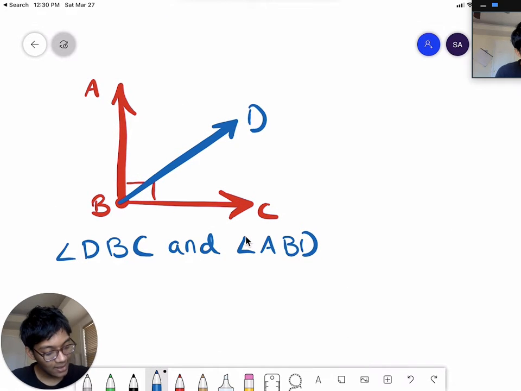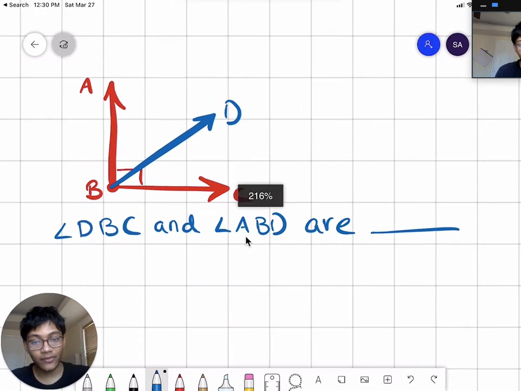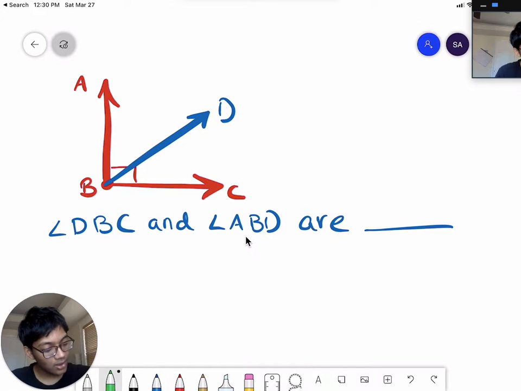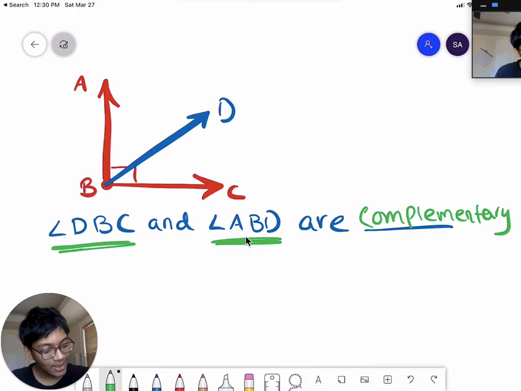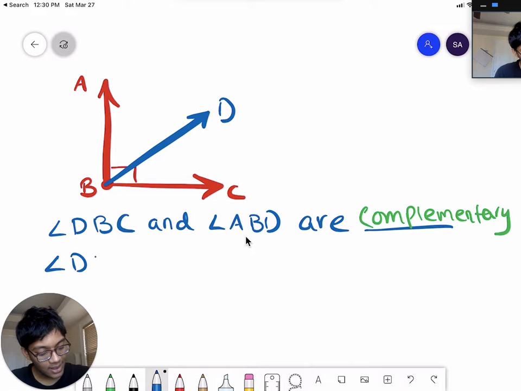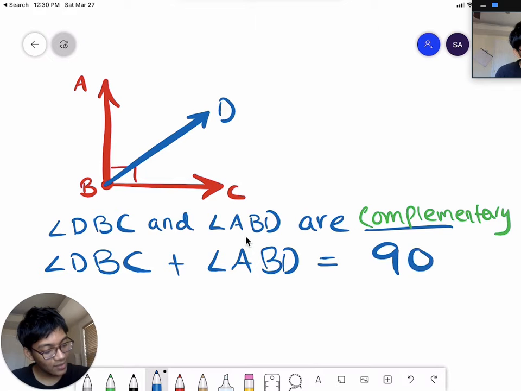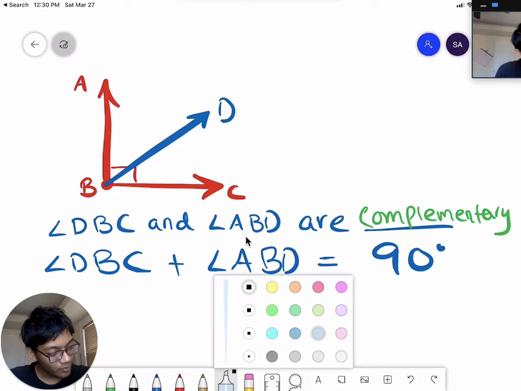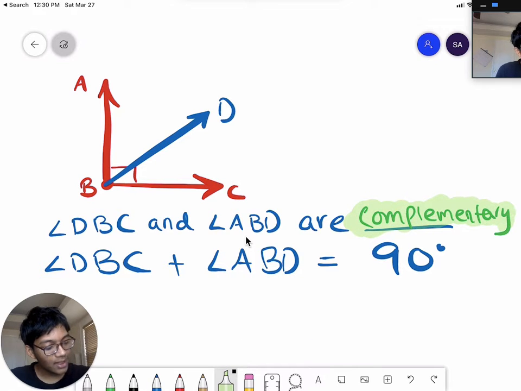Well, I can say these two angles are blank. What do you fill in that blank with? Well, you fill it in with this word, complementary. What does that mean? That means angles DBC and ABD add up to 90 degrees. So this is code word for angle DBC plus angle ABD equals 90 degrees. That's what this statement means. So when two angles are complementary, it just means they add up to 90 degrees. So that's one relationship we're going to be talking about more today, complementary angles.